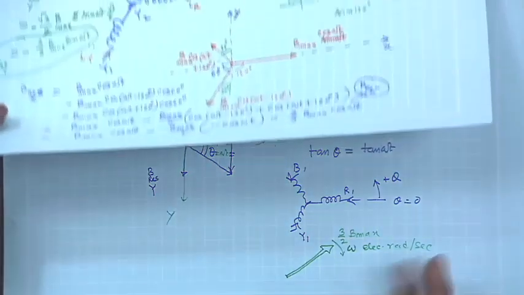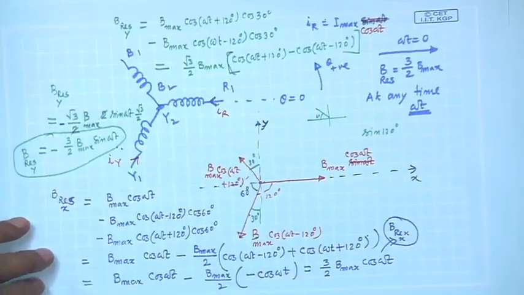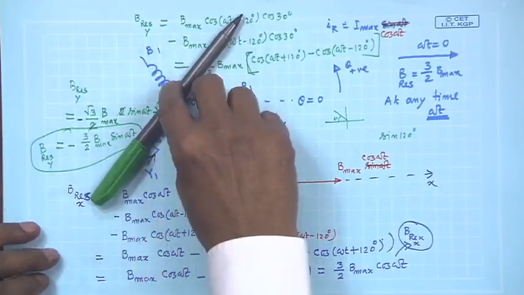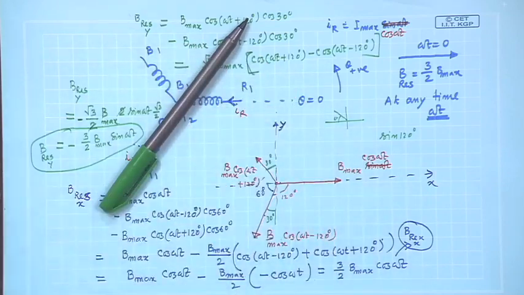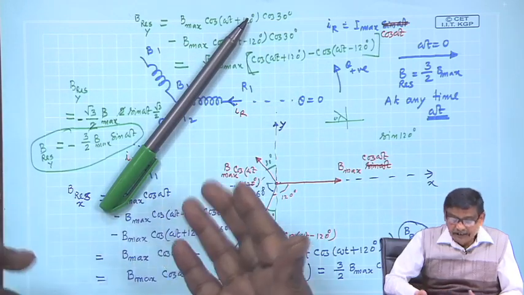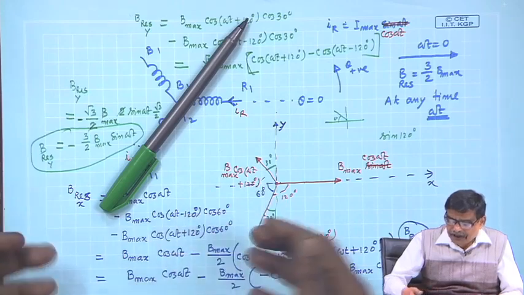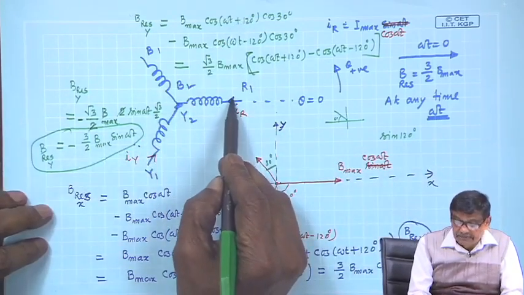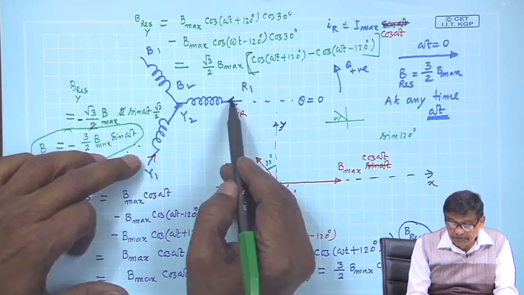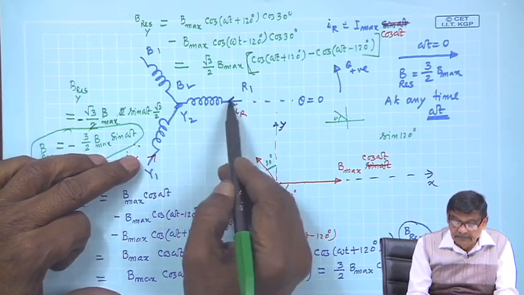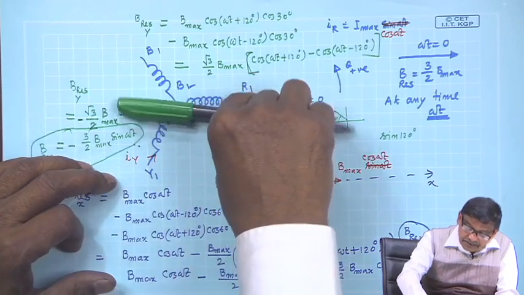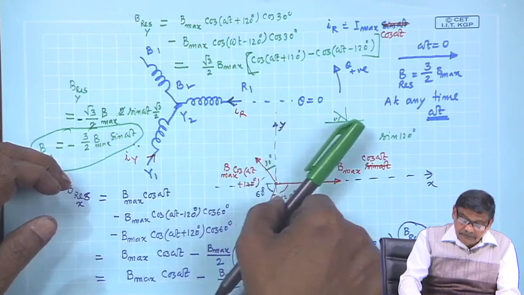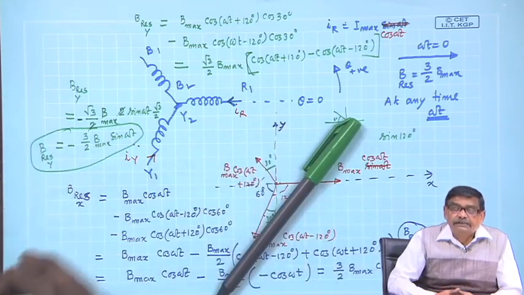Some people say in language, they say the resultant field will move from leading phase current to lagging phase current. I mean, forget about all mathematics, it boils down to if R phase is carrying with respect to Y phase leading. So, from leading to lagging phase it moves. Strength is 3 by 2 B max.